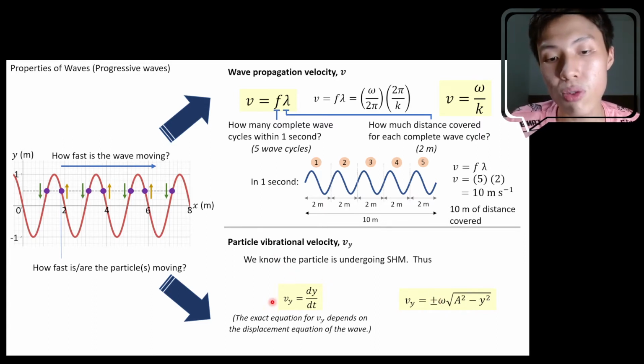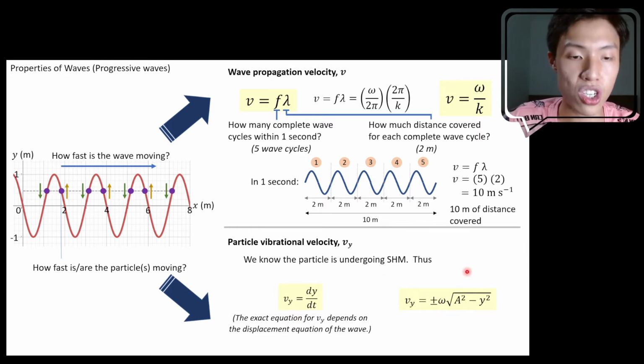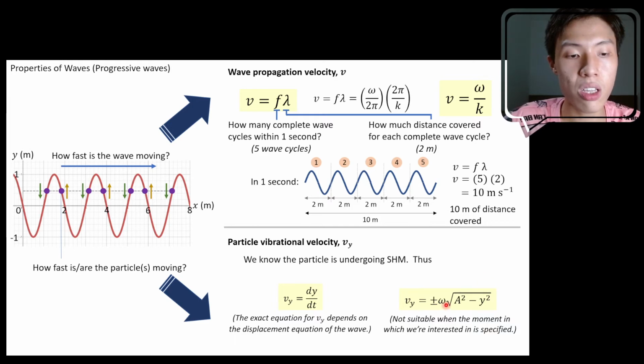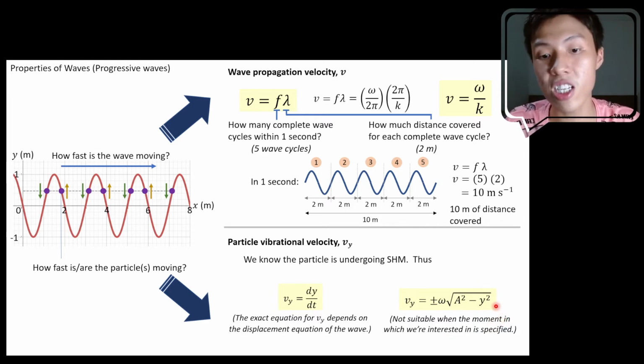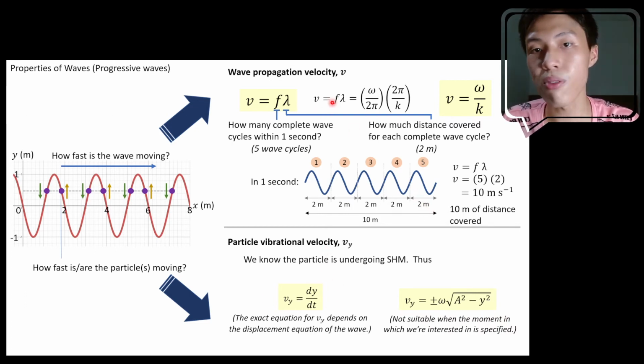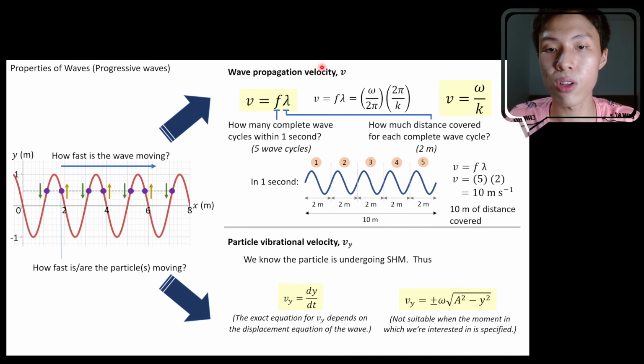So it's important to know which situation uses which equation. It's not suitable to use this equation if the moment we are interested in is specified. If t is specified, use the earlier equation. So this is a rough overview of wave propagation velocity and particle vibrational velocity.